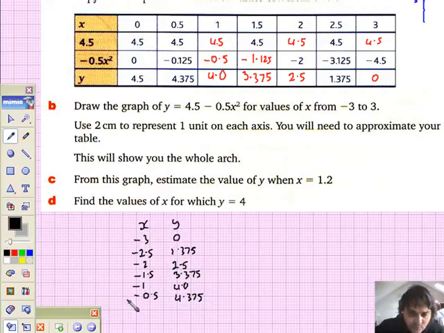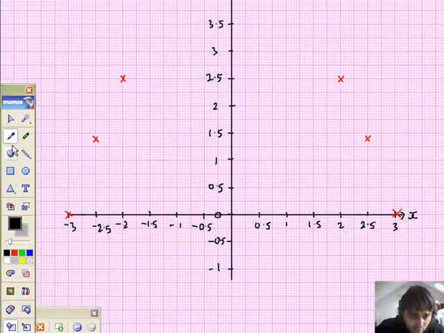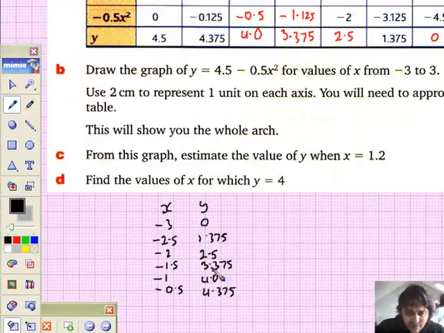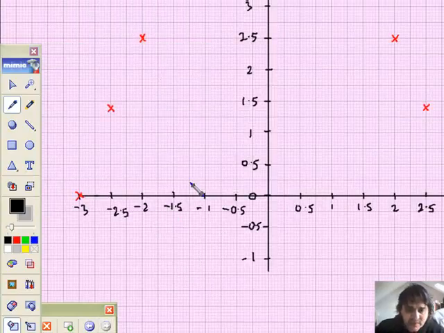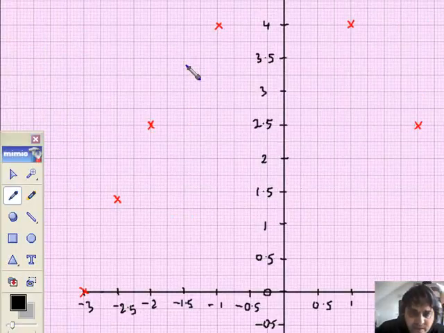3.375. That's 4.0. So let's just correct these then. See, this is good, because what happens is it felt wrong, it looked wrong, it wasn't in keeping with the shape of the curve. That should be brilliant. Right, I'm aiming for minus 1.5 and 3.375. So minus 1.5, 3.375.